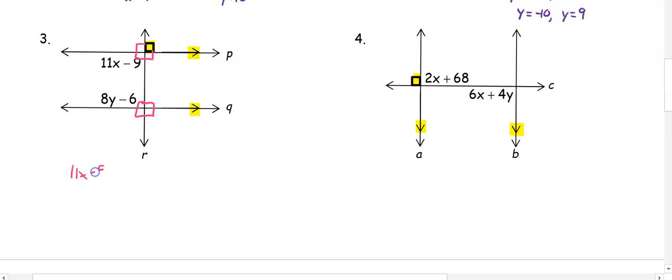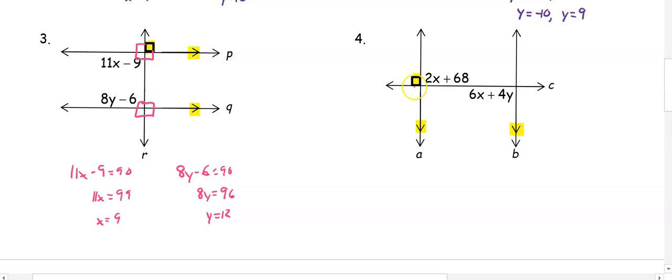So we have 11x minus 9 equals 90, and 8y minus 6 equals 90. So we can add 9 to both sides. 11x equals 99. When we divide, x is 9. In our second problem, we can add 6 to both sides, so 8y equals 96. When we divide by 8, we get y is 12.